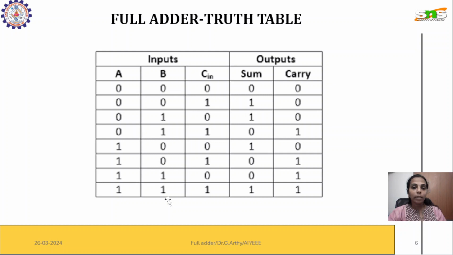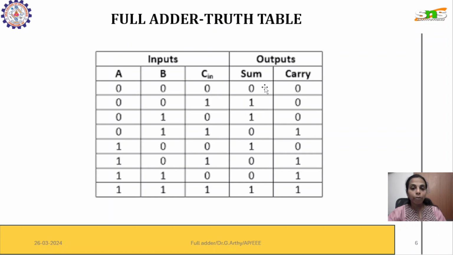As we discussed earlier, here the number of inputs is 3, so 3 variables we are using. That is, 2 will be inputs and 1 will be the carry of the previous addition. So altogether 3 inputs, and if 3 inputs are there, 2 power 3 combinations of input possibilities will be there. So 2 power 3 is 8, varying from 0 to 7, and we have written the binary value corresponding to the decimal values: for 0, 1, 2, 3, 4, 5, 6 and 7.